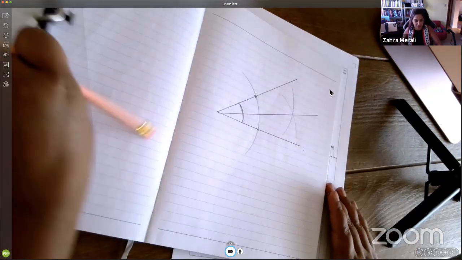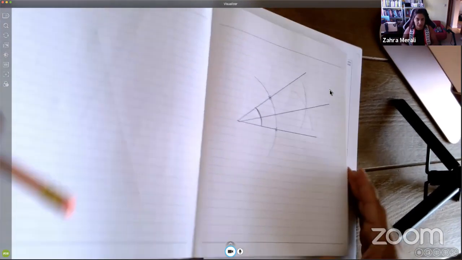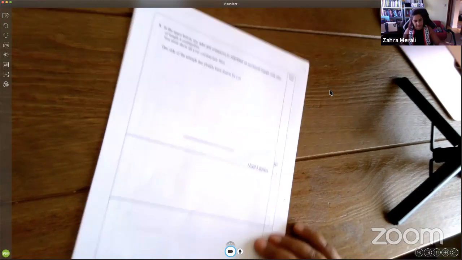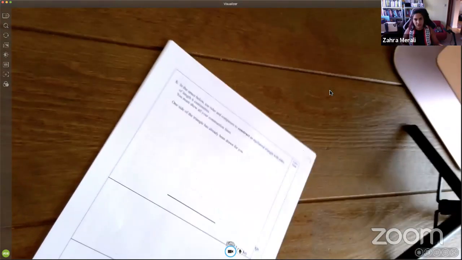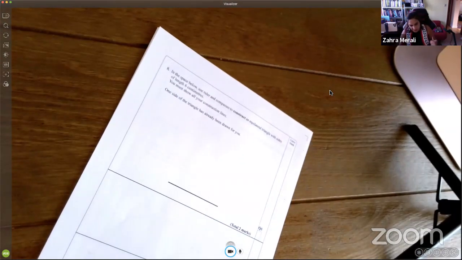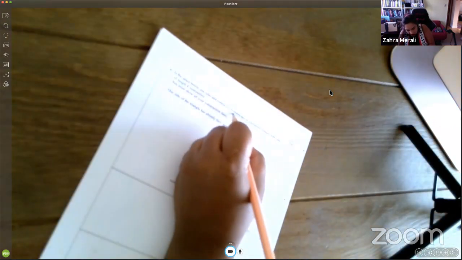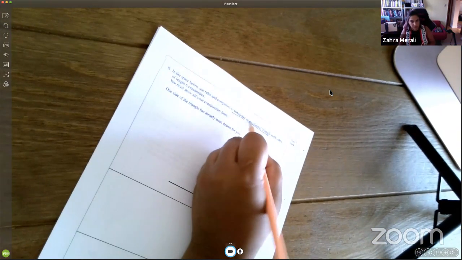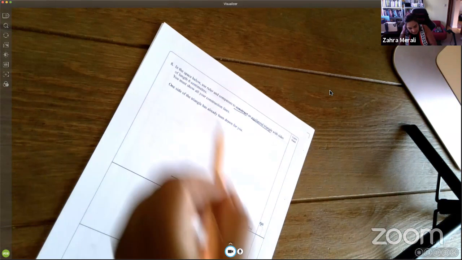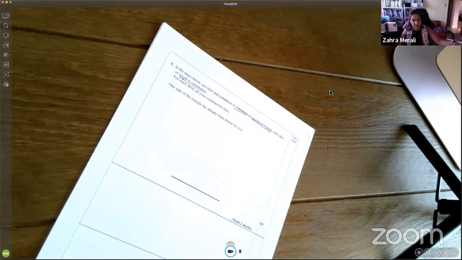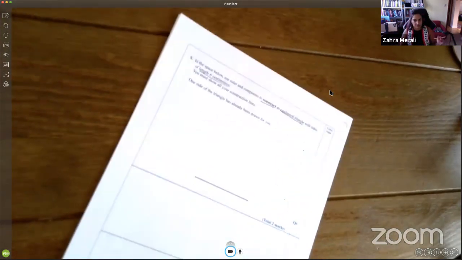All right, now let's have a look at a few exam questions. So your exam questions might look like this. So here we've got, in the space below, use a ruler and compass, and it says construct an equilateral triangle, and it's told me the length is 6 centimeters, right? So hopefully you can see that.